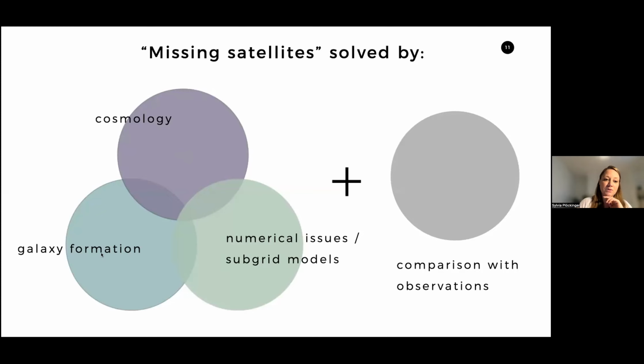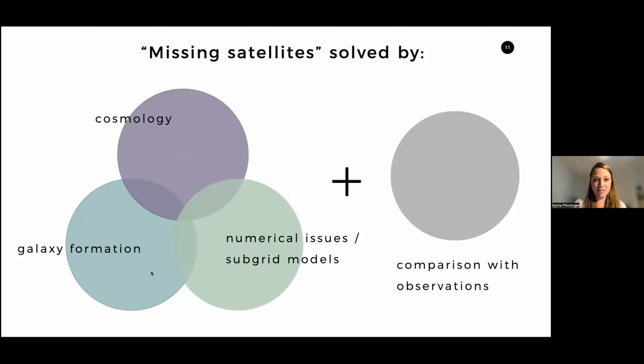And then there was also, in terms of galaxy formation, it turned out that the epoch of reionization has been very important to shut off star formation in very low mass halos. Once this is included in the simulations, the number of luminous dwarf galaxies, satellite galaxies, is reduced drastically, and then it matches with observations better. So this is something that is widely regarded as being solved.